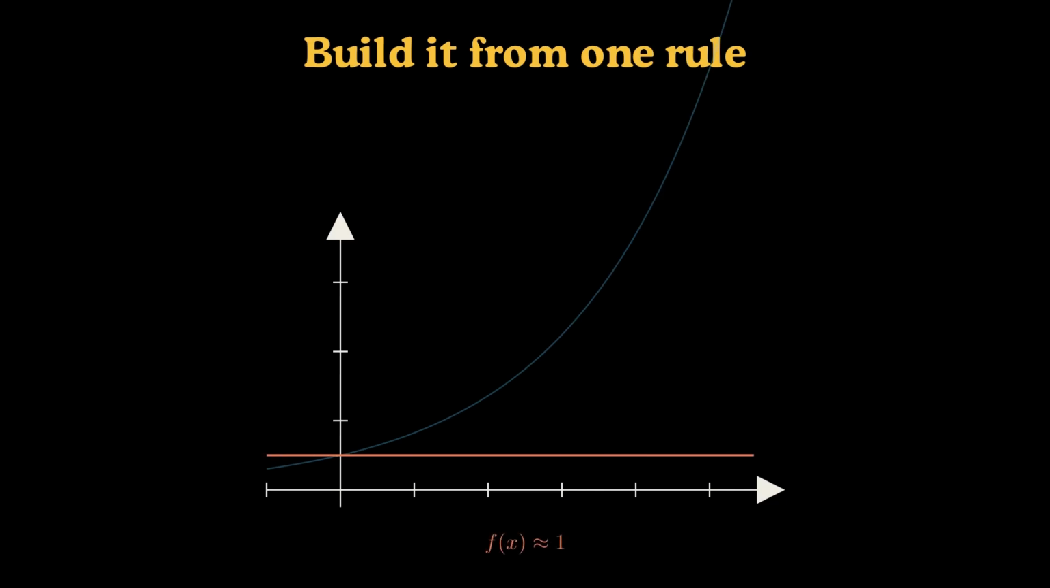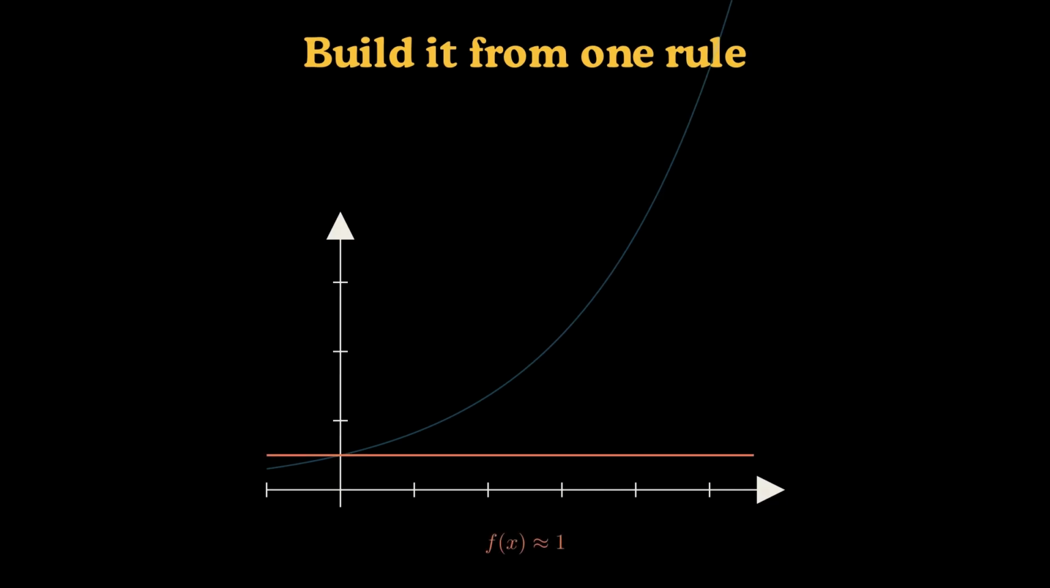What's remarkable about Euler's number is that you can actually build this function from scratch, just from that one rule. If f prime equals f and f of 0 equals 1, what can we figure out? Well, f of 0 is 1, that's our starting point. But if the slope has to equal the value, then the slope at 0 is also 1.